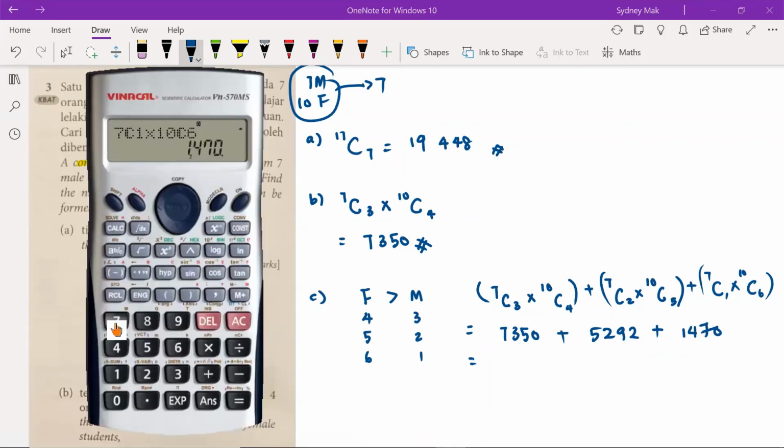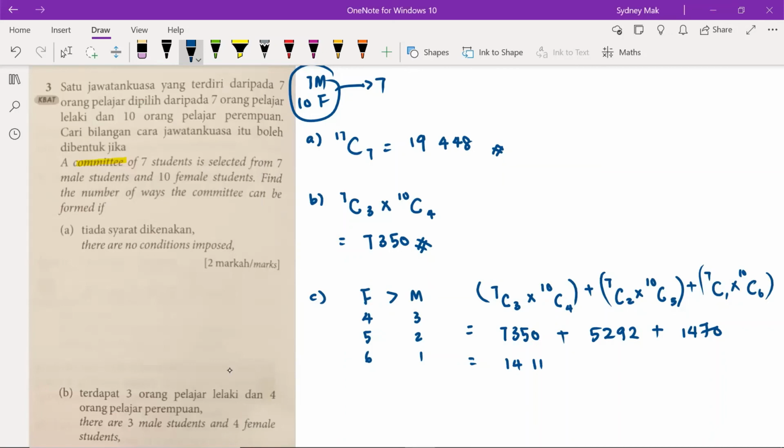We have 7,350 plus 5,292 plus the last answer 1,470, 14,112. 14,112 ways to form the committee. Okay, that's it for question number 3.